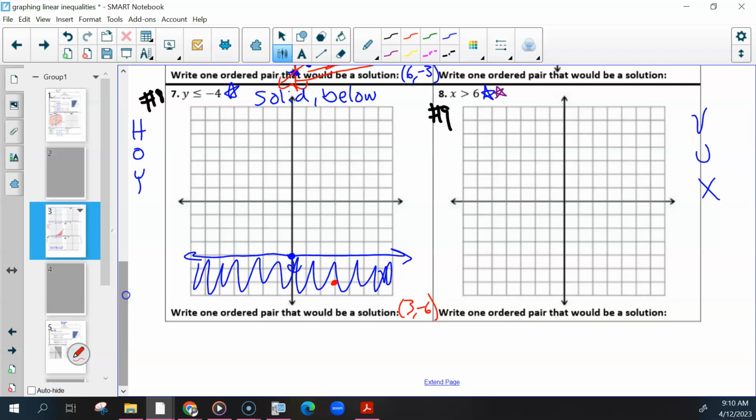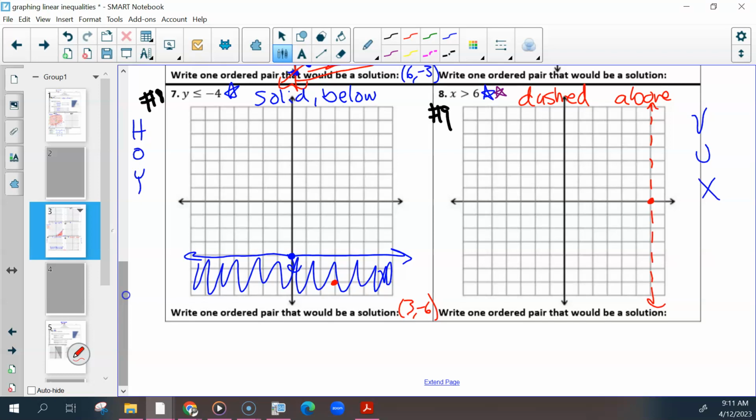Great. And then for number 8, would this be dashed or solid? Dash. And then shaded above or below? So above because it's greater than. It's going to be a vertical line at 6. So you can start to make dashed lines going straight up and down.